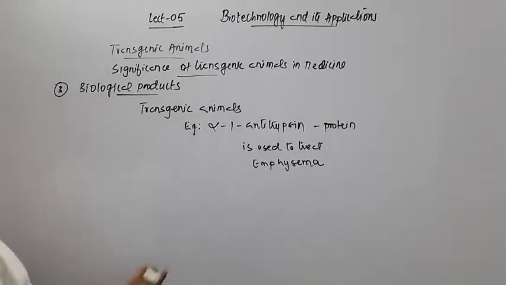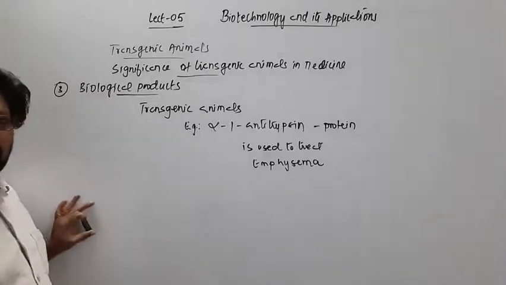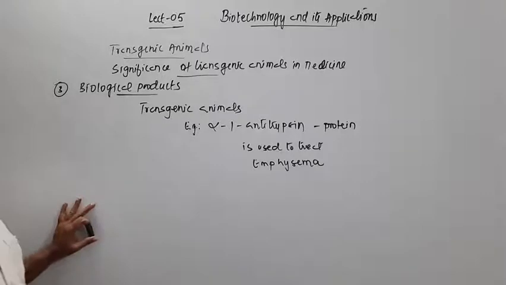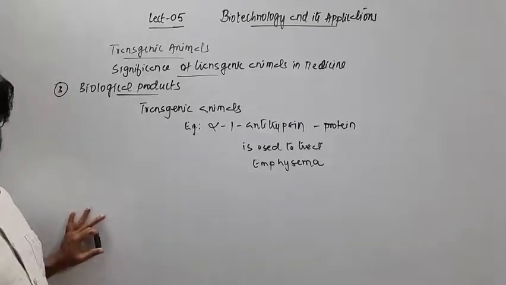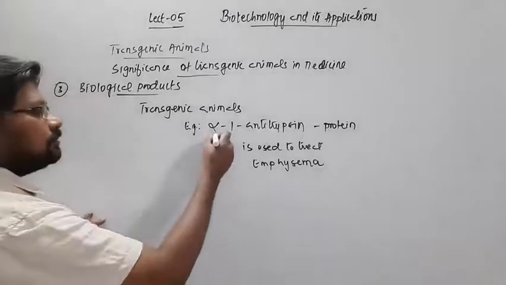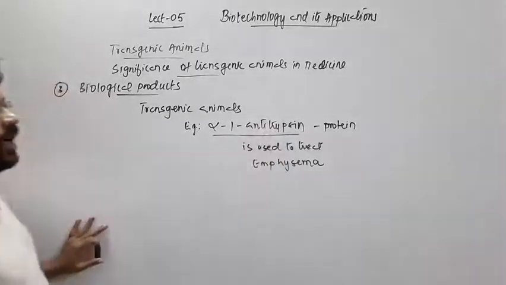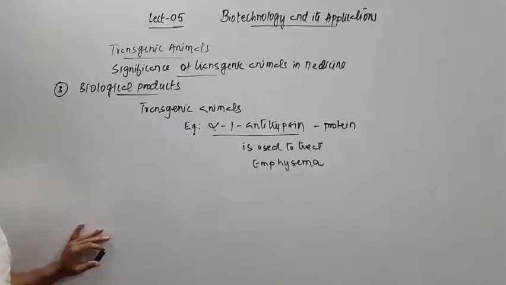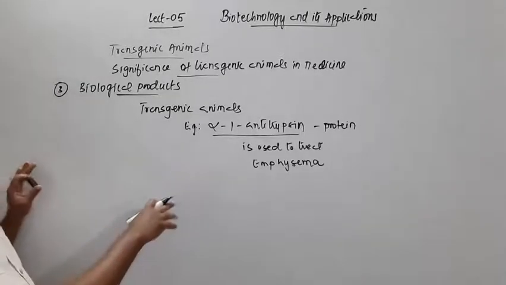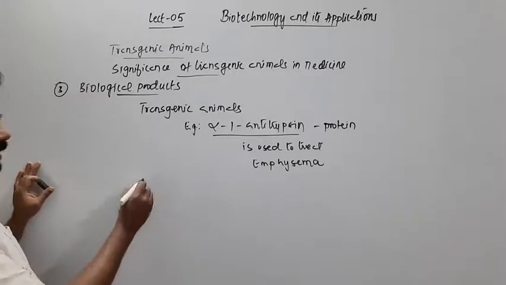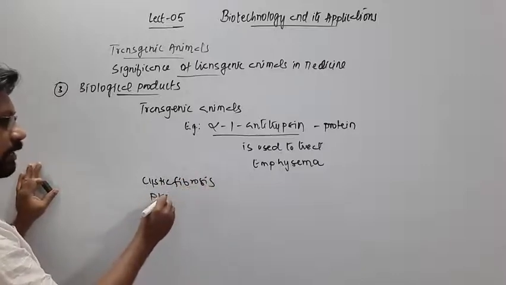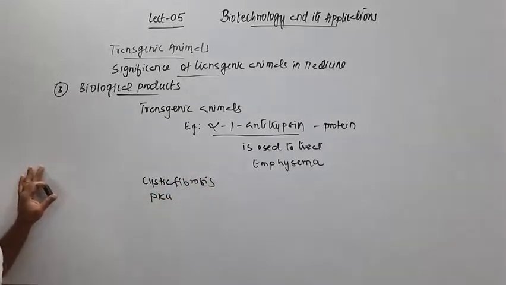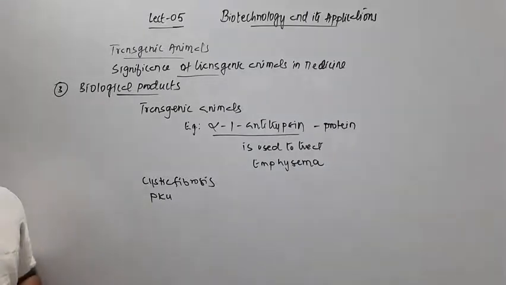And of course we are trying to make certain kinds of biological products to treat other diseases like phenylketonuria and cystic fibrosis. The research is still going on, so we are not yet successful. Alpha 1 antitrypsin is already available in the market and is used to treat emphysema. Similar attempts are also made for cystic fibrosis and for PKU, that is phenylketonuria. So for these diseases we are trying to find a solution.